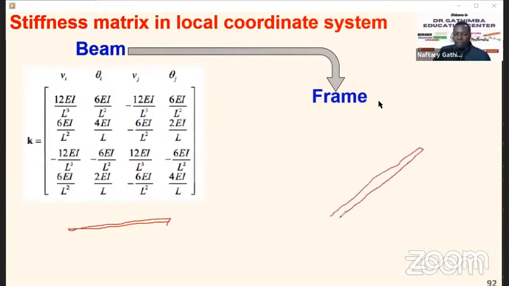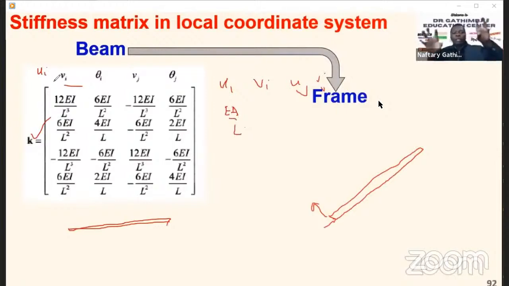And then for it to be a frame, we orient like that, and then we introduce the issue of the axial load. So this is the beam equation, and then we had the VI, theta I. We neglected the UI, the axial effect. So in the frame, we bring in the axial effect. Remember the UI, VI, UJ, VJ that we talked of in the bar element. That's when we have the EA over L issue. So we are going now to bring in.